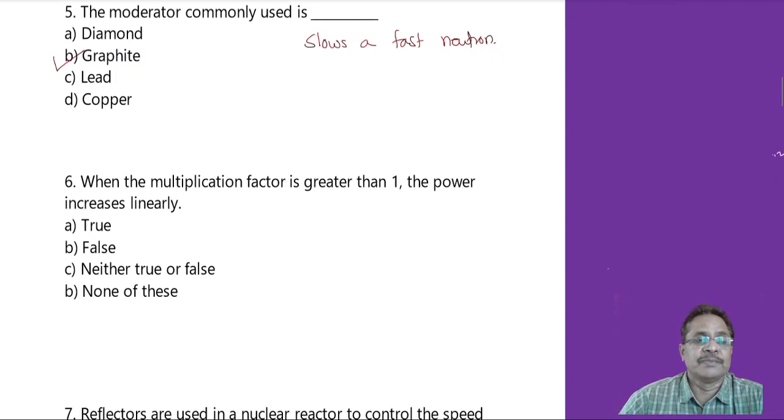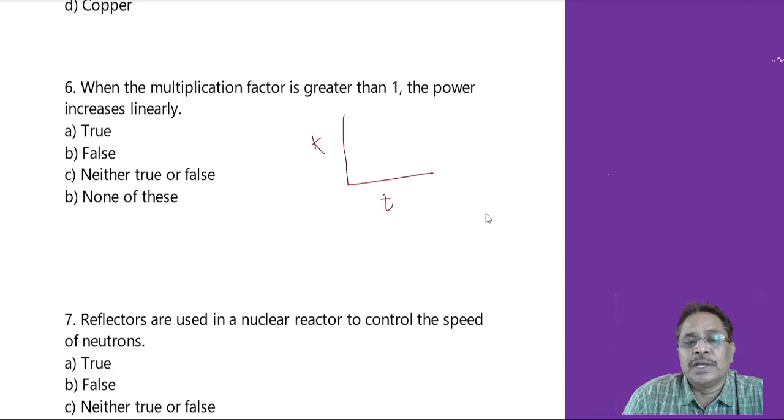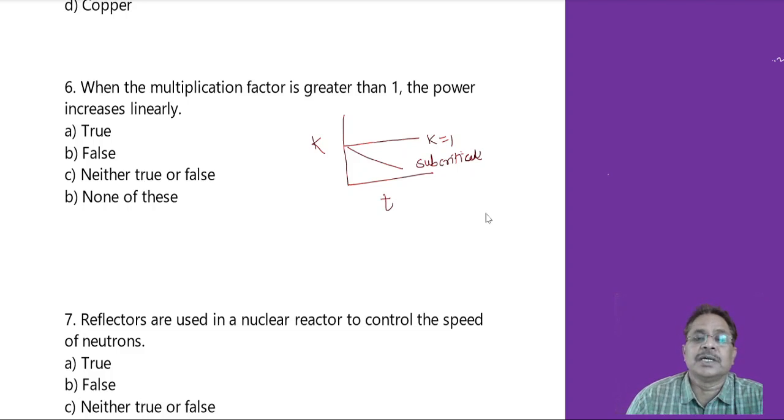Then question 6, when the multiplication factor is greater than 1, the power increases linearly. If I plot a graph of effective multiplication factor K versus time, for successful working of a nuclear reactor, we have to maintain K equal to 1. If K goes down, this state is called subcritical, and in this case the rate of reaction falls down abruptly and the reaction completely stops.